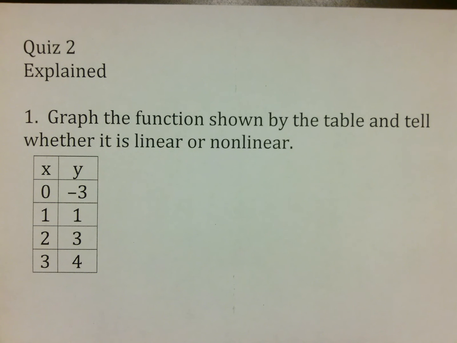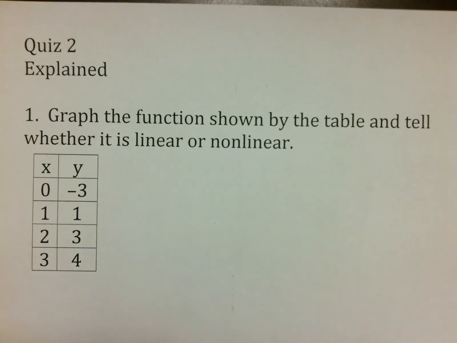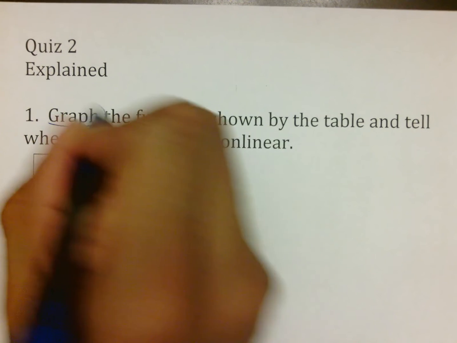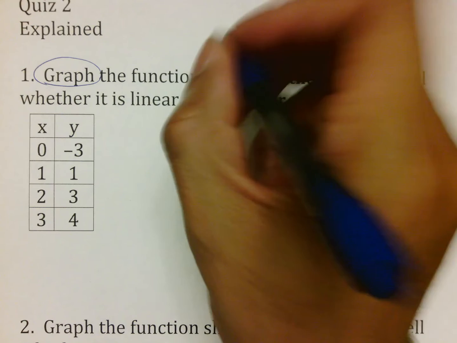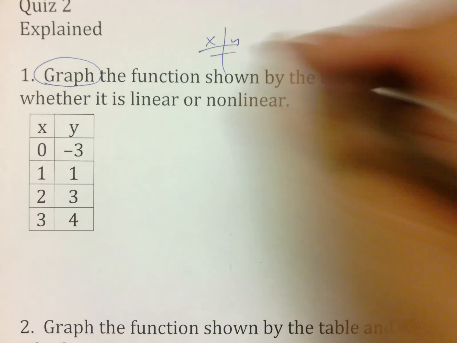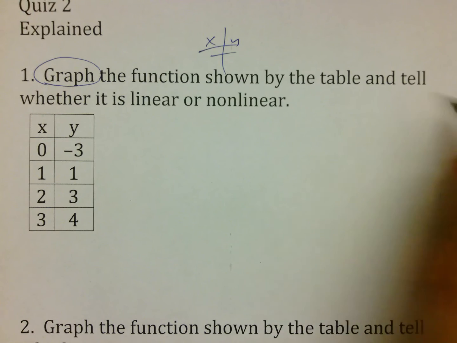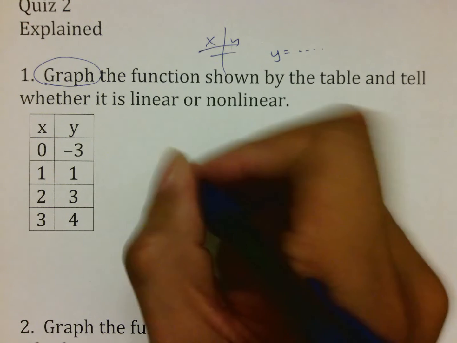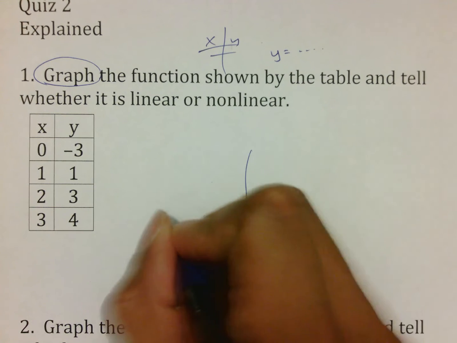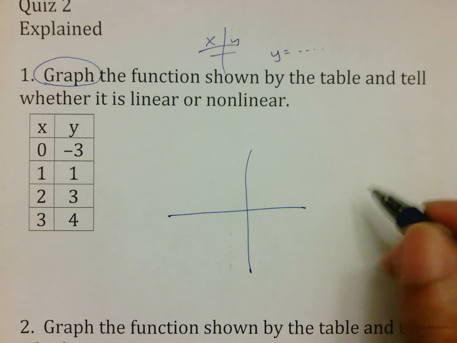Alright, so looking at quiz 2, most of the people missed number 1 and 2 because they did not graph. They gave me a table. Again, a table is when you take your x and y and you have a bunch of numbers. That is a table. A rule is when you have y equals something. That is a rule. A graph is a graph, which means you have to actually plot points.